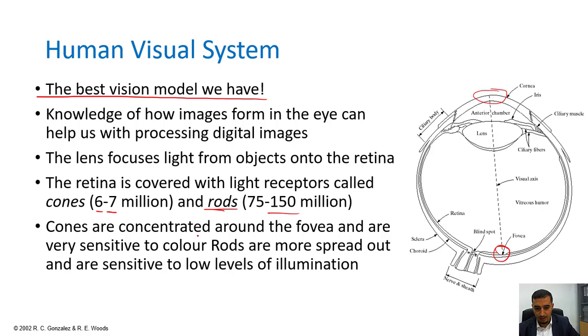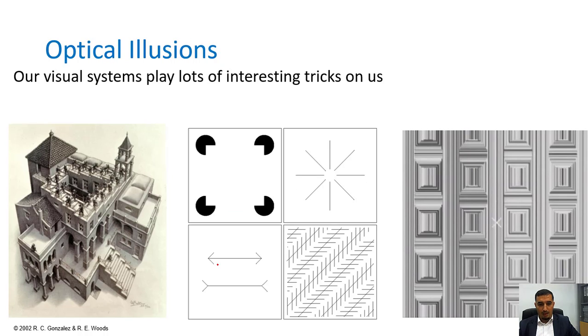So the cones are connected around the fovea and are very sensitive to color, and the rods are for illumination, which is dark and light. Now, if you can see here, there are some optical illusions.